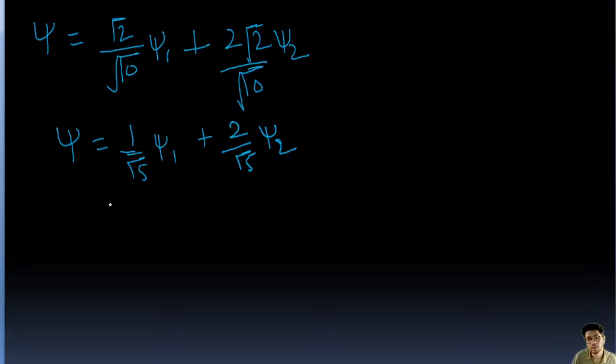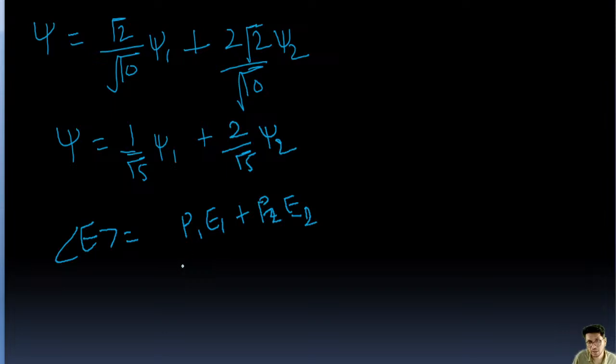Now we'll find out the energy expectation value, we know E equal to P1 E1 plus P2 E2. P1 is the coefficient C1 whole square, and P2 is C2 whole square. So E1 is the energy for the first excited state, and E2 is the energy for the second excited state, we know.